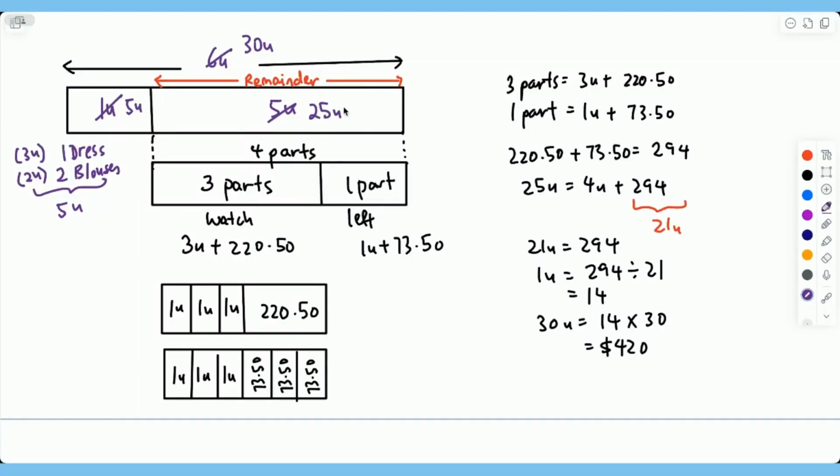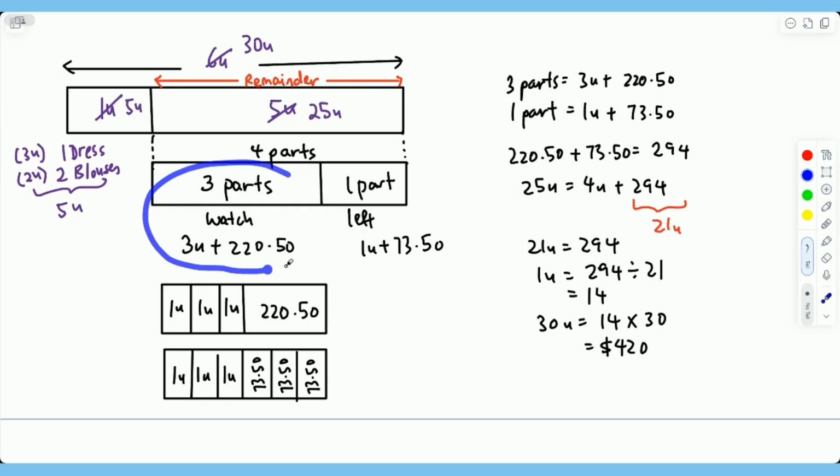Now, 25 units is the remainder, which is split into 4 parts. Out of these 4 parts, 3 parts were used to buy a watch. And we are told that the watch cost $220.50 more than 1 dress. 1 dress is 3 units, and 220.50 more will be the watch.